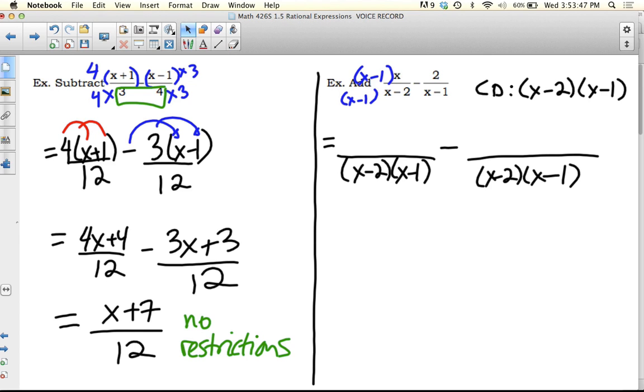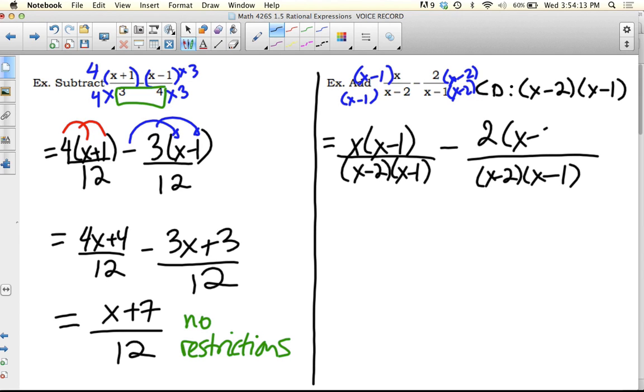2 over x minus 1. How is the common denominator any different? Well, x minus 1, the difference is it needs to be multiplied by x minus 2. So I have to also multiply the top by x minus 2. Okay? So let's go ahead and do that. So we have x times x minus 1 on the top for the first one, and 2 times x minus 2 on the top for that one.